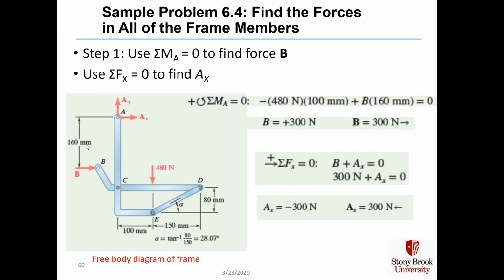We put those in our equation for the moment, set it to 0, and find that B is shown in the correct direction with a force of 300 newtons. When we sum the x forces to 0, the only other x force besides B is A sub x, and because B is 300 newtons to the right, A sub x has to be 300 newtons to the left.